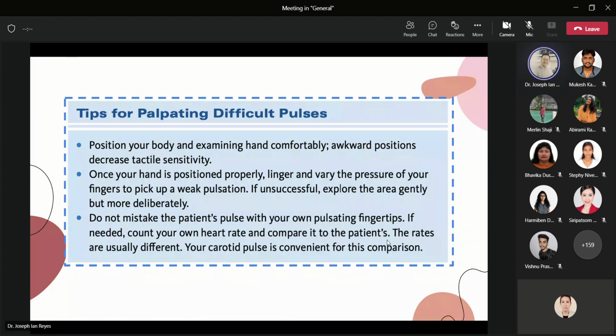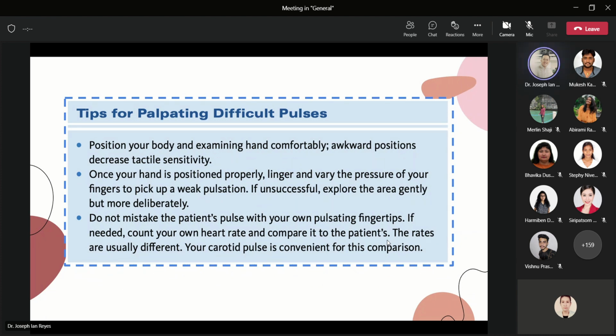So for difficult pulses, again, I mentioned earlier, position your body and examining hand comfortably. Awkward positions may decrease your tactile sensitivity. That's what I mentioned earlier, so you have to be in proper position. Linger and vary the pressure of your fingers to pick up a weak pulsation. So you have to explore, find the pulsations, and practice so that you will pick up weaker pulses.